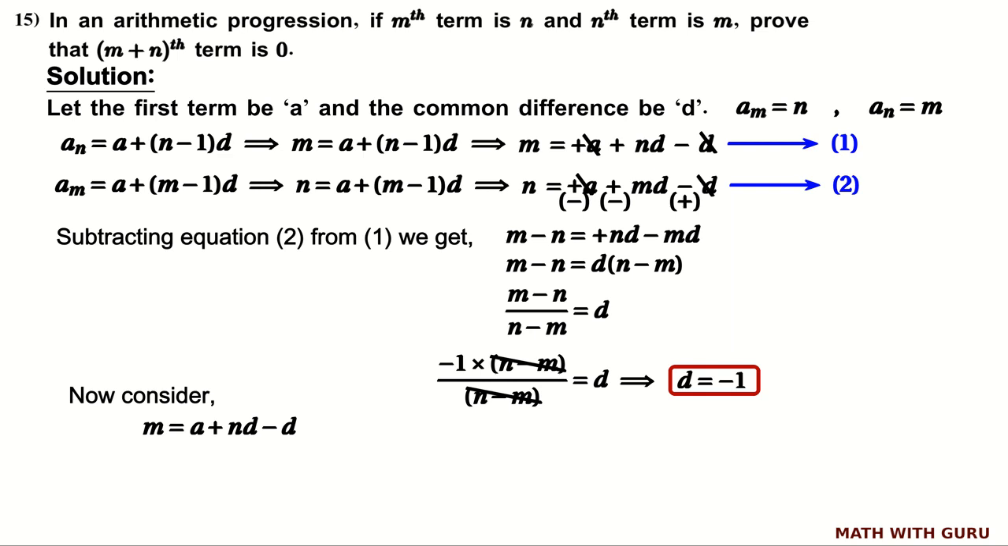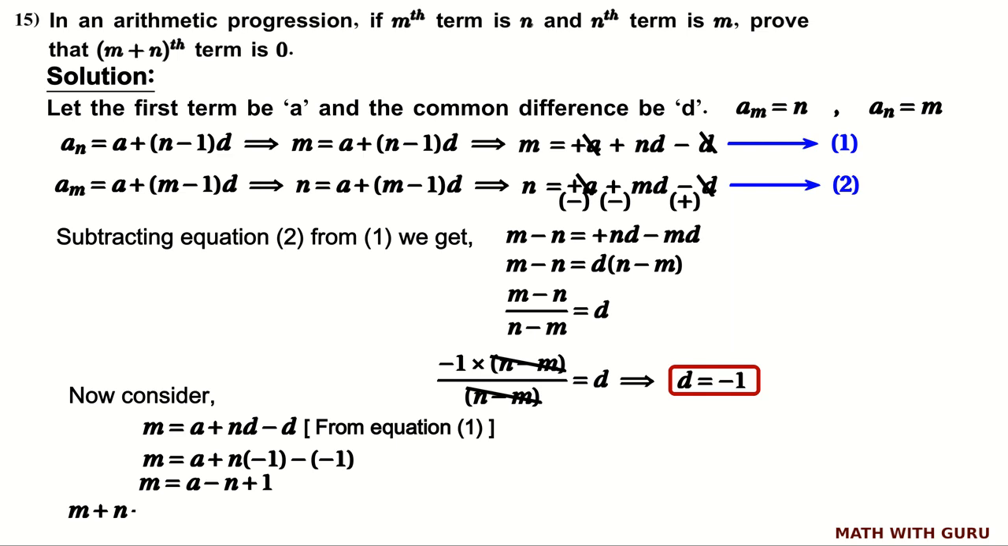Now, consider the first equation. M equals a plus nd minus d. This is from equation 1. Now, in place of d, substitute minus 1. M equals a plus n into minus 1 minus of minus 1. M equals a minus n plus 1, or bring minus n plus 1 to the left hand side. M plus n minus 1 equals a. Therefore, a equals m plus n minus 1.